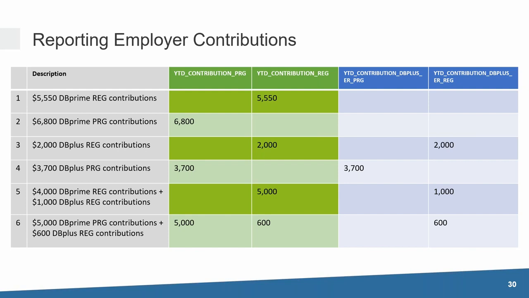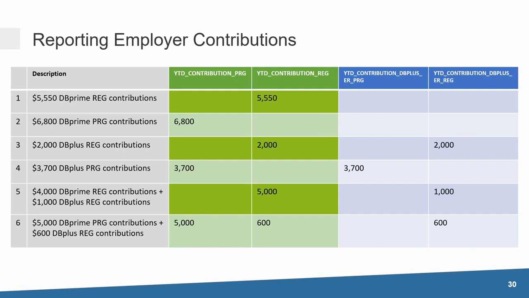Example 6 is for a member who was on a pregnancy leave as a DB Prime member at the start of the year, and upon their return to active status, they became DB Plus. As you can see, there's additional care required when there's a mixture of regular and pregnancy contributions.